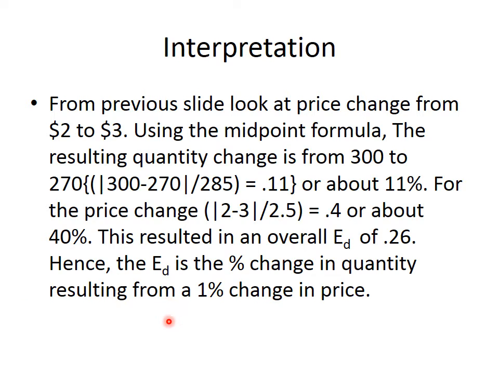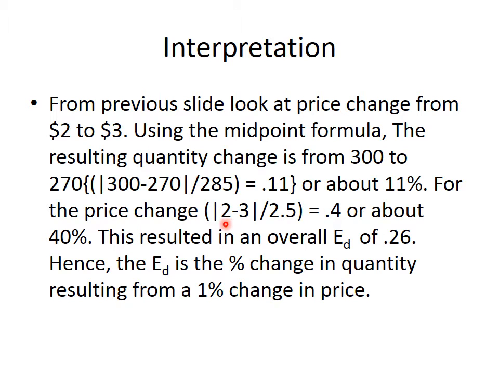This now is just to reiterate what I've been saying throughout. We look from the previous slide. We change from $2 to $3 using the midpoint formula. The resulting quantity change is from 300 to 270. That gives us this, which is 0.11, about an 11% change in quantity of demand.